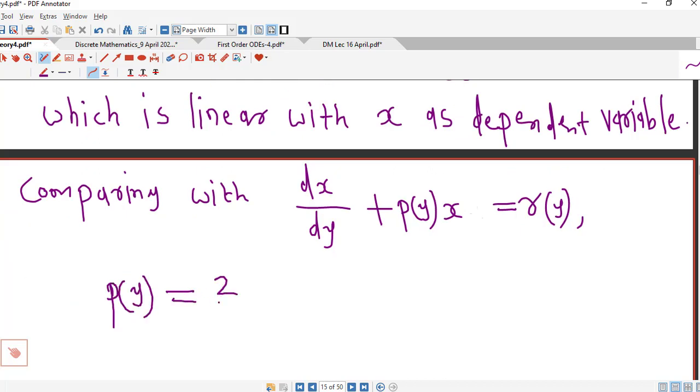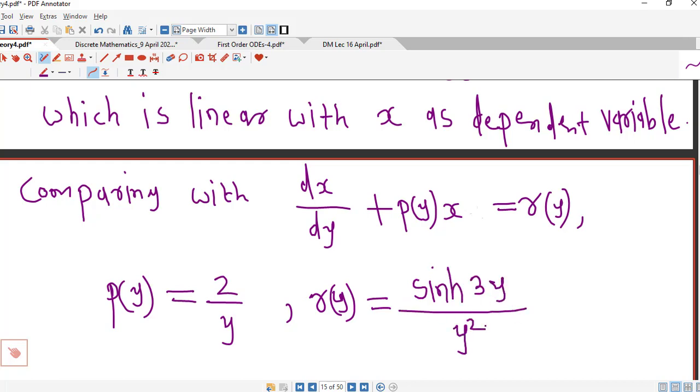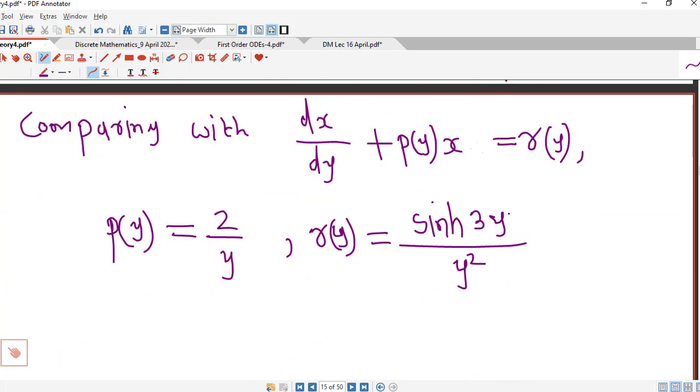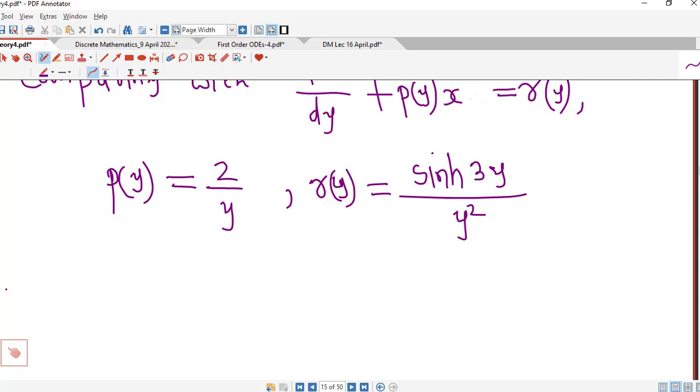P(y) is 2 divided by y, and r(y), that is the right hand side, is sinh 3y over y square. The coefficient of x is p and this quantity is r, sinh 3y over y square. So now we first find out the integrating factor.